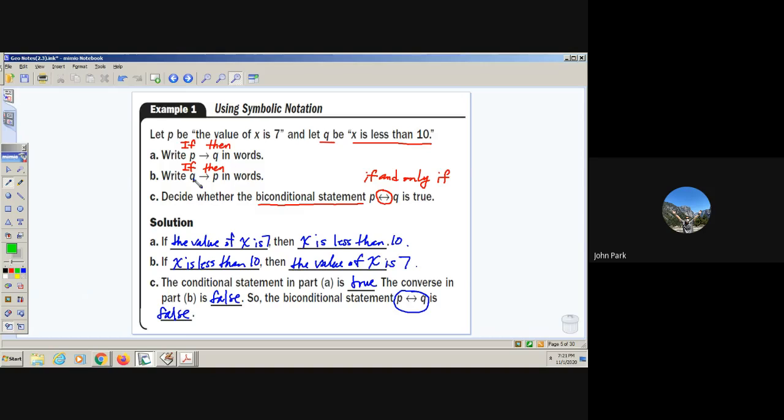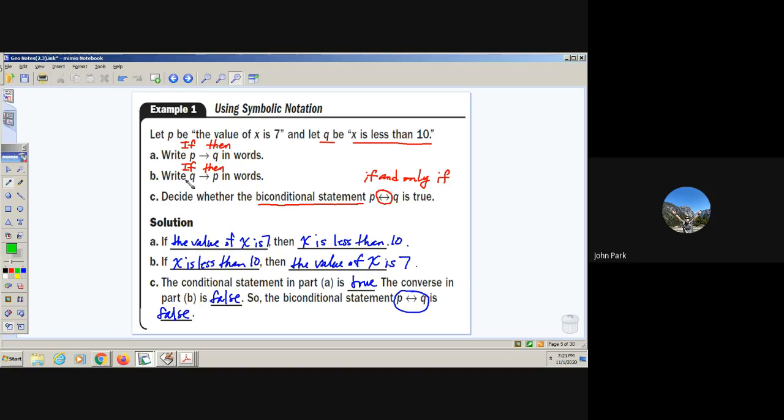This will be if Q, then P. So these will be converses of each other. Notice the P and the Q are switched here, right? That's the hypothesis and the conclusion being switched. So if I were to rewrite this as a sentence, P is the same thing as the value of x is 7, and Q is the same thing as x is less than 10. If I write P implies Q, or if P, then Q, I would just replace P and Q with the phrases. So it'll be if the value of x is 7, then x is less than 10. So that's if P, then Q.